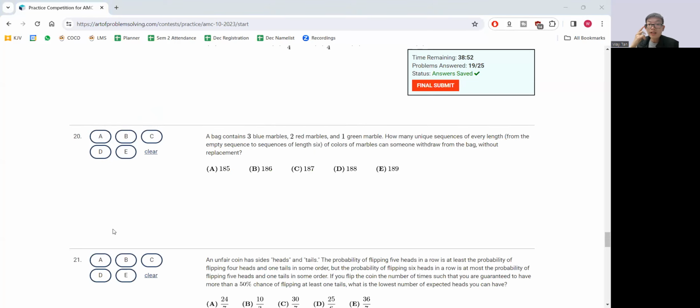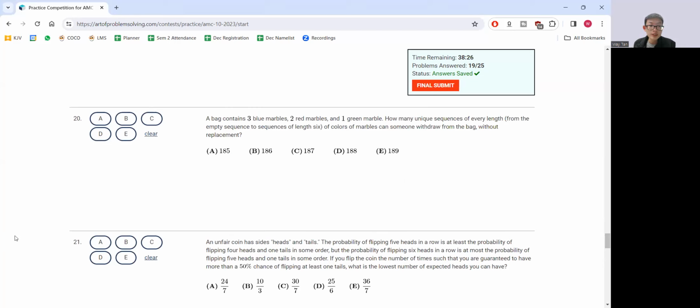Okay, question 20. 3 blue, 2 red, 1 green marble. How many unique sequences of every length of colors of marbles can someone withdraw from the bag without replacement? Again, pretty annoying. I'm thinking about whether there is a nice way to do this. I am not seeing one. And the fact that this is quite small just makes me tempted to just list. So I'm going to just list.